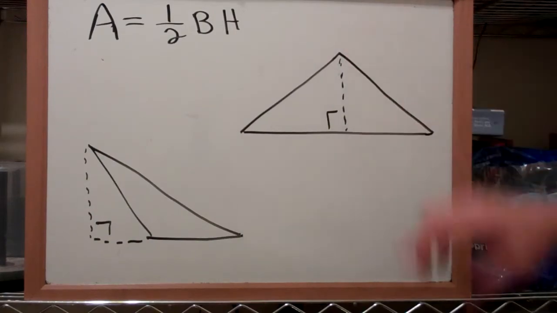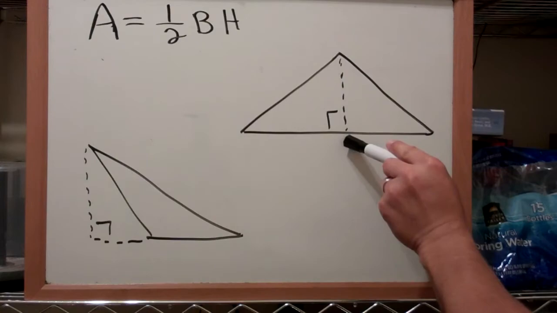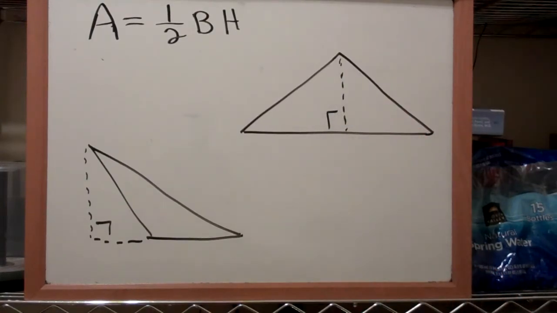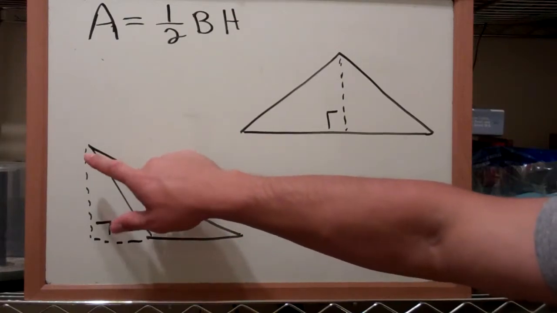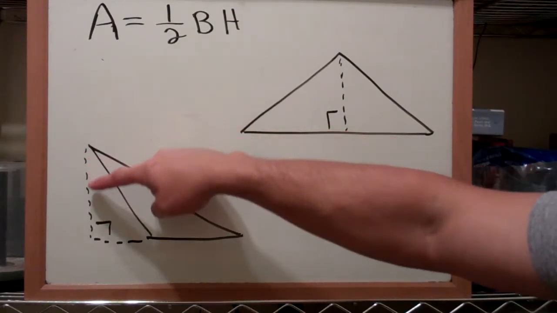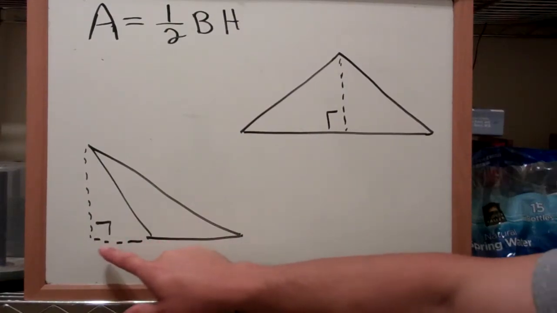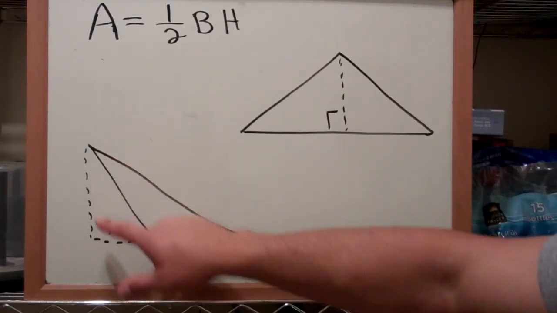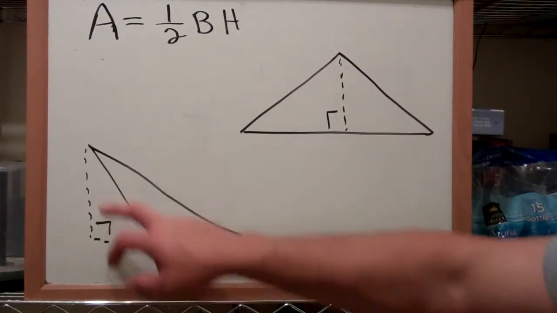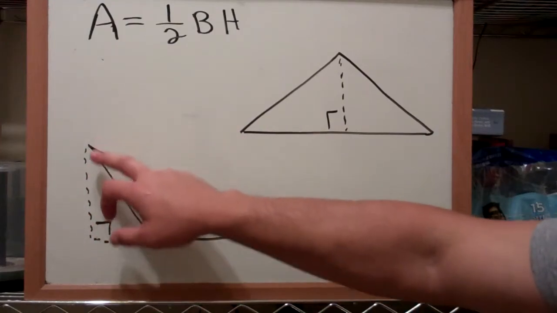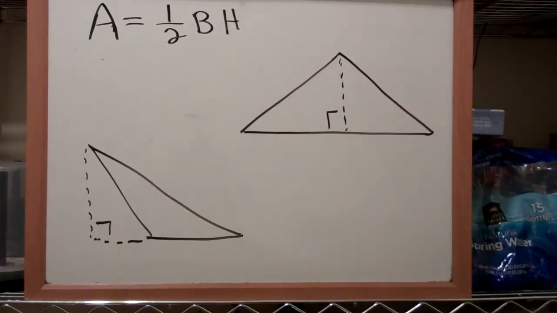So here we start this line at a vertex and we go to the opposite side of the triangle at a 90-degree angle. Here we can say that we're starting this height at the vertex and coming down to the extended side of the triangle, the opposite side of the triangle, at a 90-degree angle. So this distance here would be the height of this triangle. This distance here would be the height of this triangle.